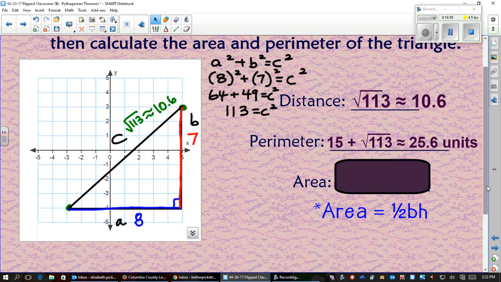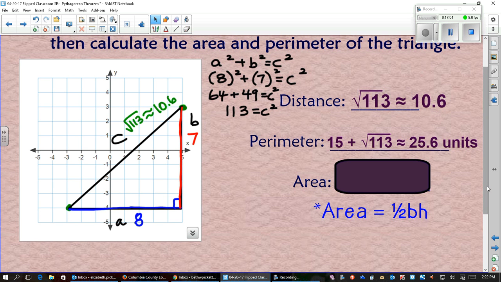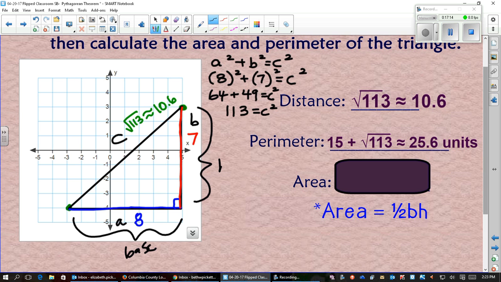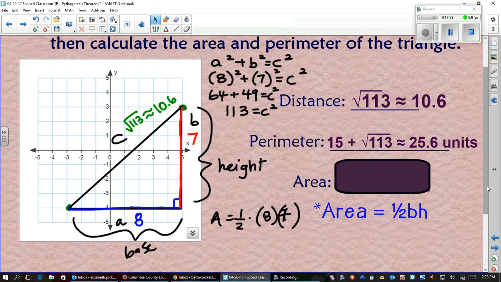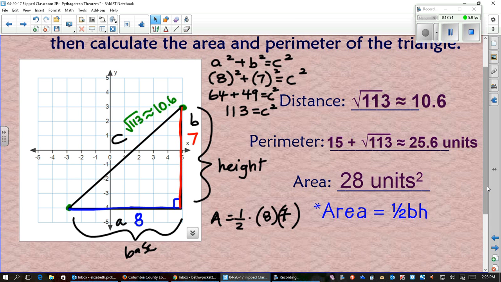Finally, the area. Just as a reminder, the area formula for a triangle is 1/2 times base times height. The base of this triangle is here. This 8 is the base. The height of the triangle then is this 7. So if I do 1/2 times 8 times 7, multiply any two of those together, and then multiply that by the third one, we'll end up with an area of 28 square units.